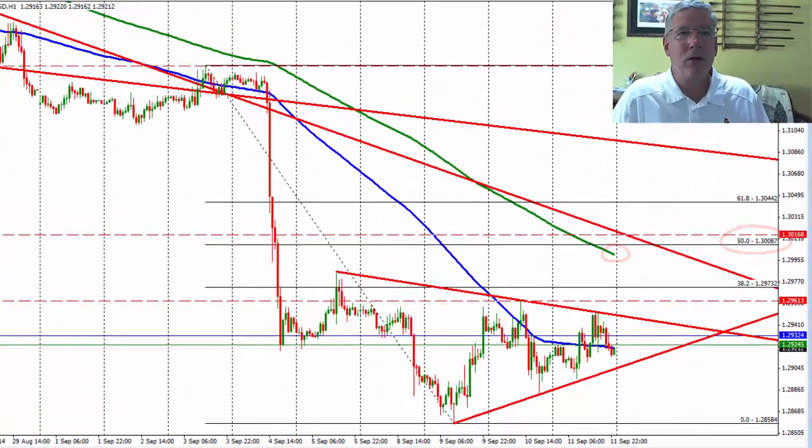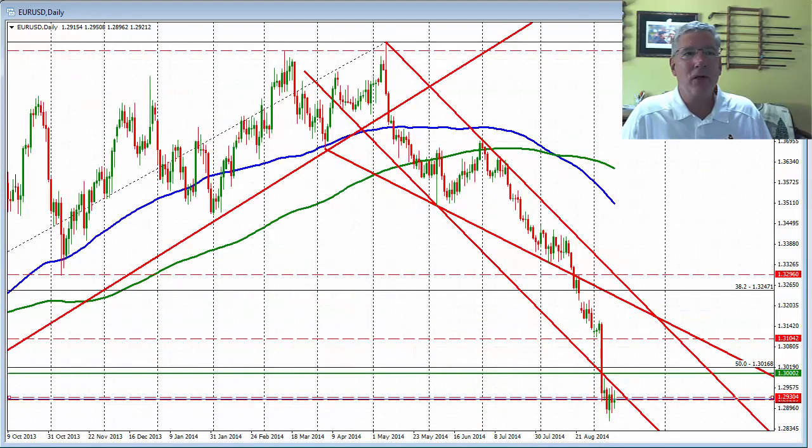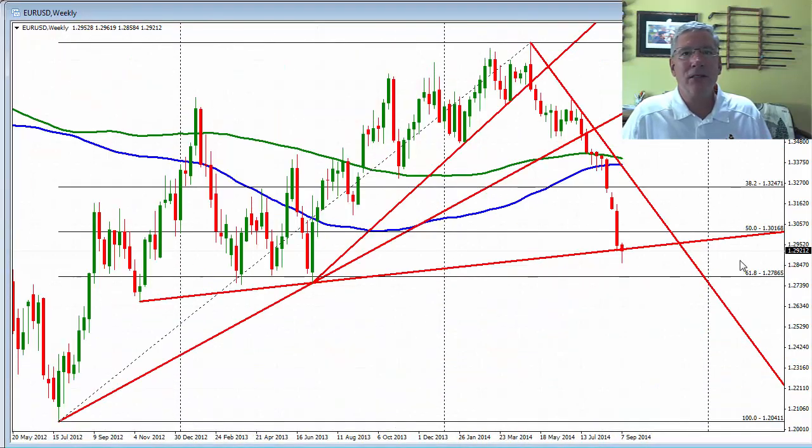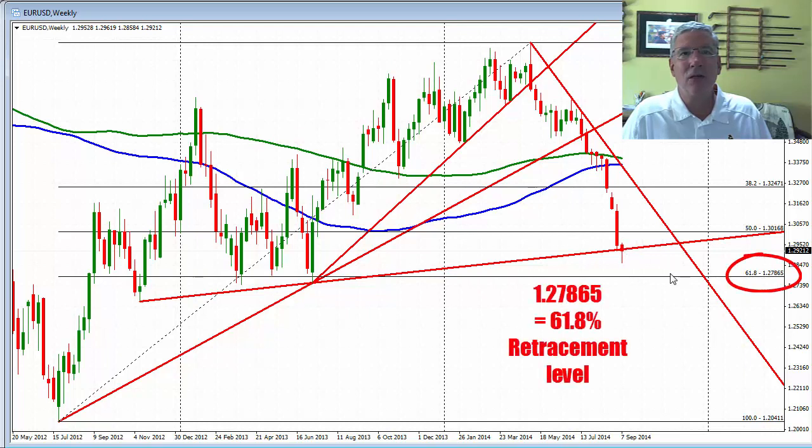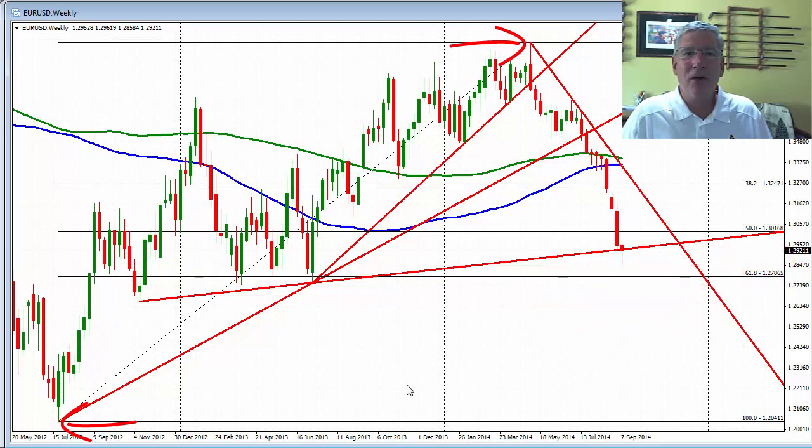Or if we break below the low, we're going to be looking for further selling pressure that could see the price move on, or start to think about the price moving down toward the 127.86 level. That's a 61.8% retracement of the move up from the 2012 low to the high. I don't think we're going to get there tomorrow. It might have to wait till next week, but if the market does start to move to the downside and stay to the downside, that would be the next major target for this currency pair.